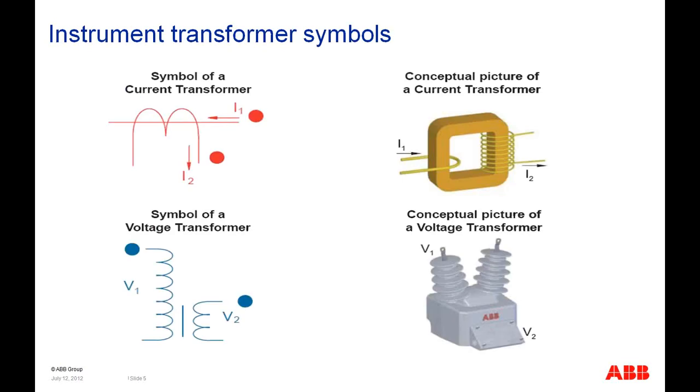First thing is talking about instrument transformers. We have the two main types of transformers. One is a device that transforms a current from a high current value to a lower current value input to the relay, and the second is a voltage device that transforms the voltage from a high voltage to a lower voltage input to the device.